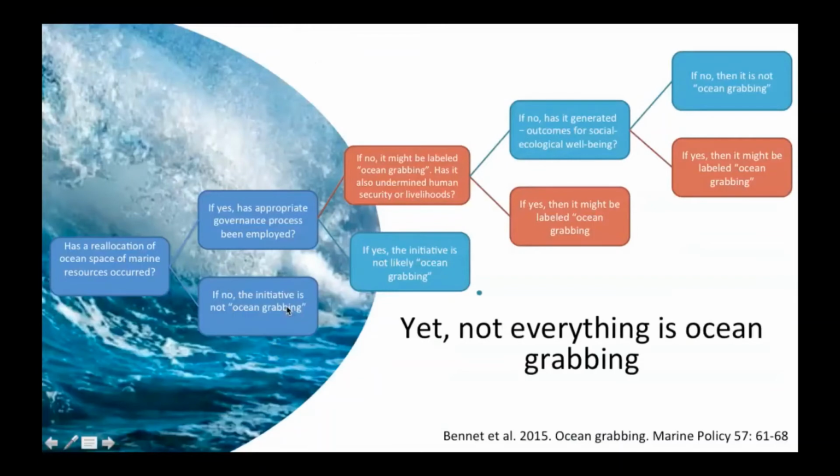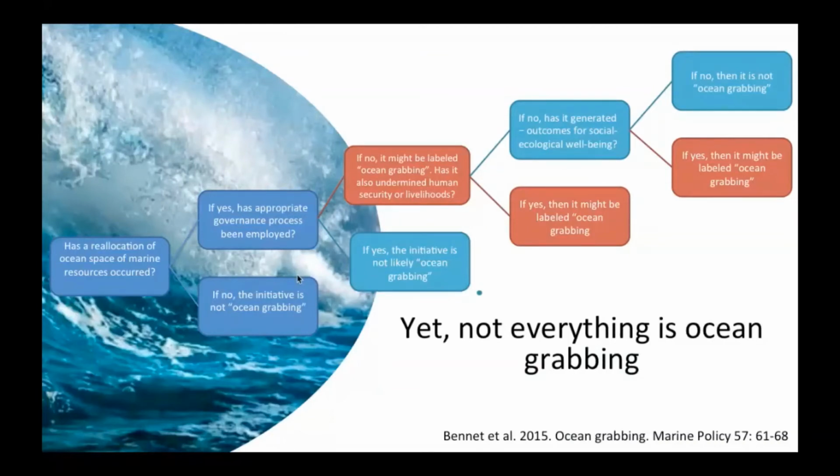But it's important also that we don't think that everything that happens in the ocean is ocean grabbing. I'm not going to walk you through all of these steps, but there are a few questions that we can answer to make sure that ocean grabbing is not actually happening. So first of all, we know, for example, there has been some reallocation of space and how the resource is being used and by whom. So we know there's marine spatial planning happening, for example.